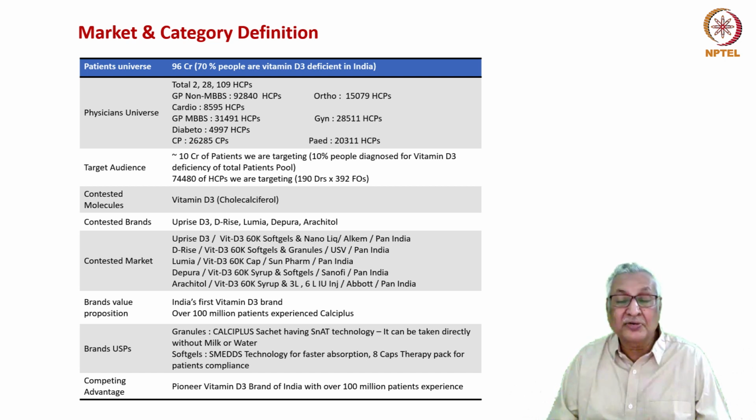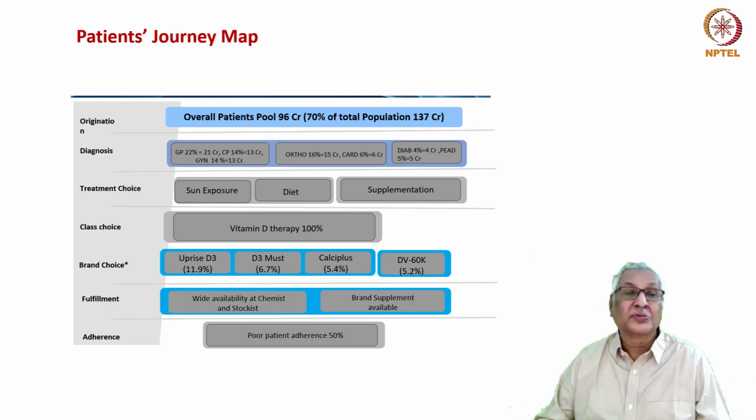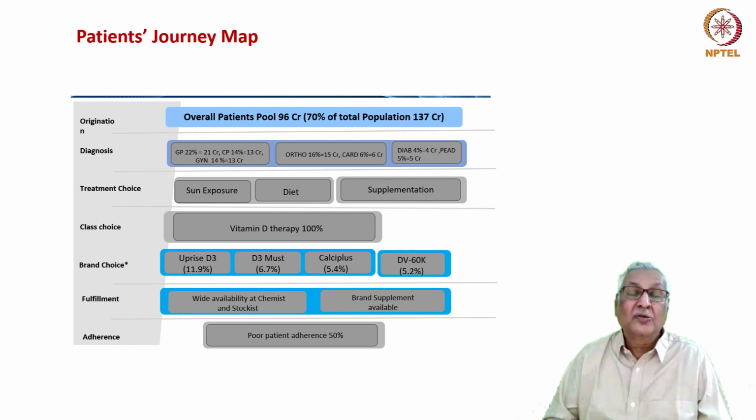And what is the competing advantage? Again, pioneer vitamin D3 brand with over 100 million patients experience. This is how you determine your positioning. And you look at the patient's journey map, overall patient's pool, and within that who will go to GP, who will go to gynec, who will go to ortho, who will go to diabetes. All of these kinds of data come through years of experience of working in the field, recording the data, pushing it to the central data mining team and getting meaningful results out of that.